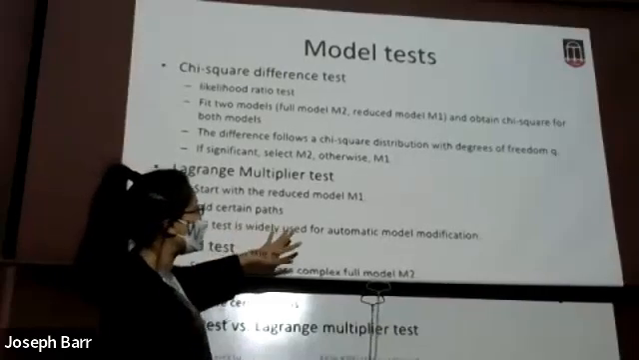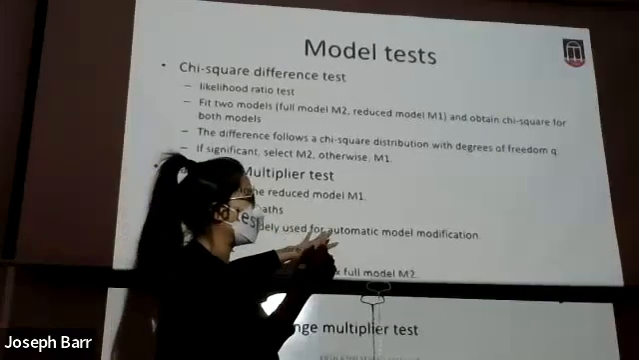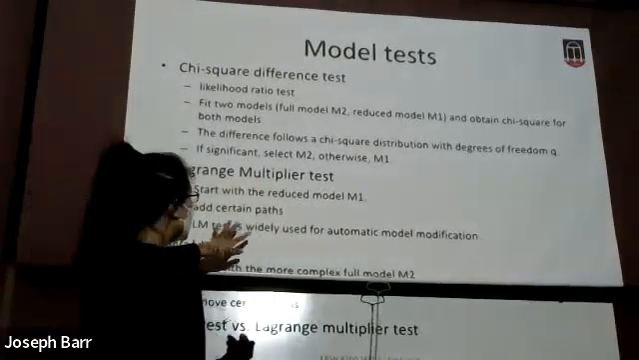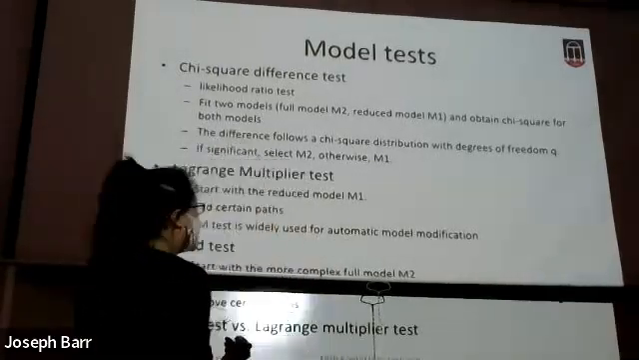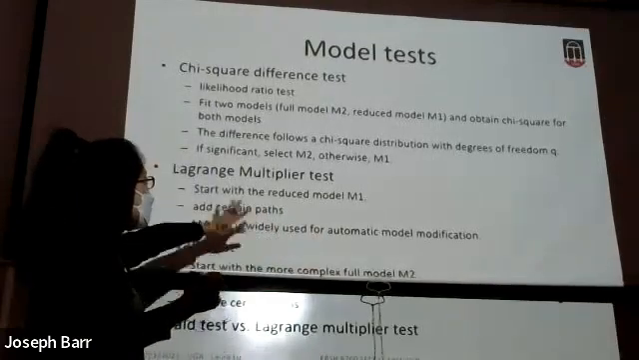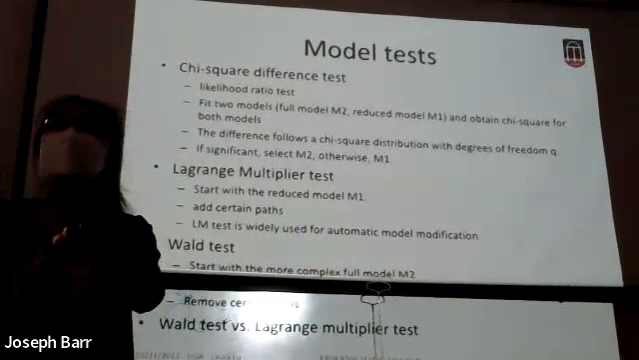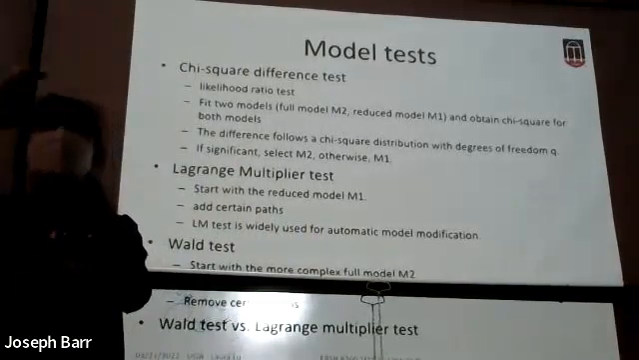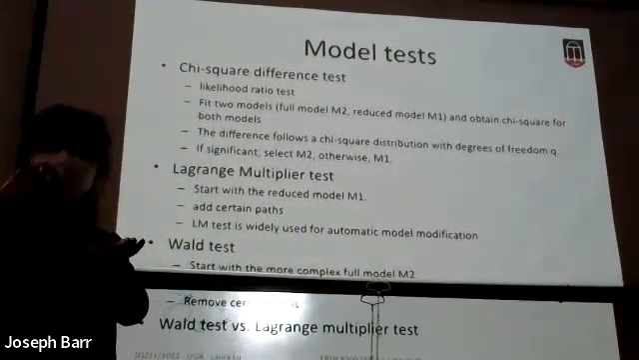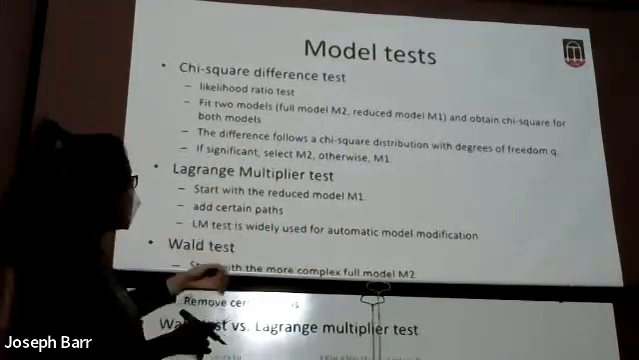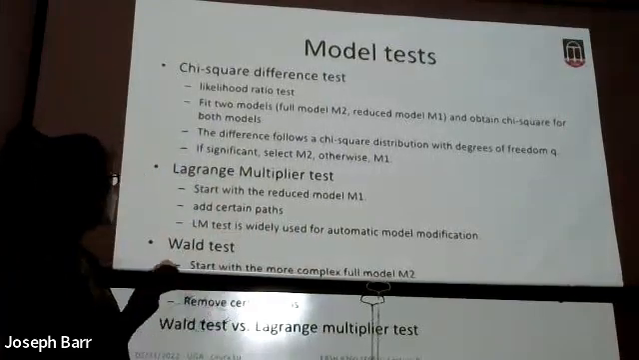And this is also widely used in computer software. I think that Mplus, or by default R, uses this kind of test for model modification. So what does that mean? For model modification, they will try to add some possible paths for you, and then do the comparison to test if that's significant or not.